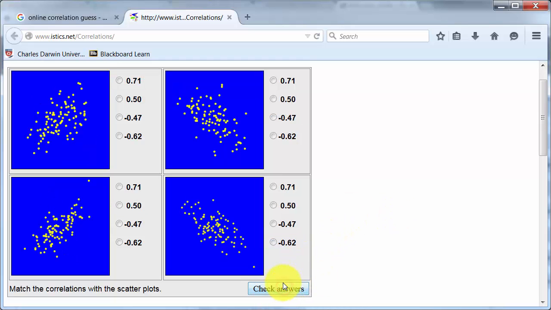A positive means both variables are increasing together. A negative means one variable, the y variable, decreases as the x variable increases. And being directly interpretable is a very nice characteristic for a test statistic to have.